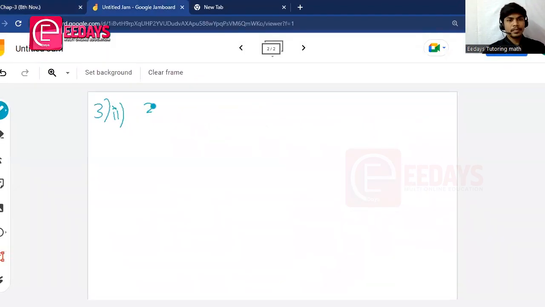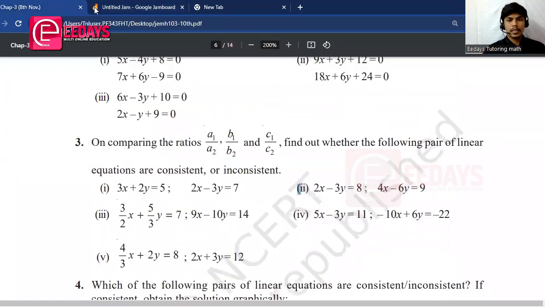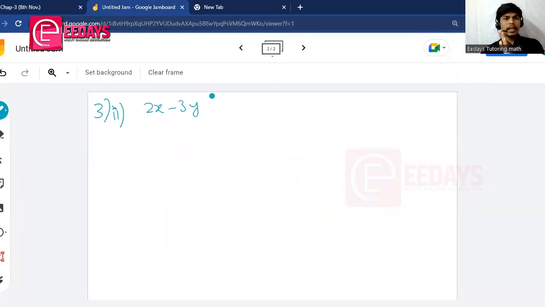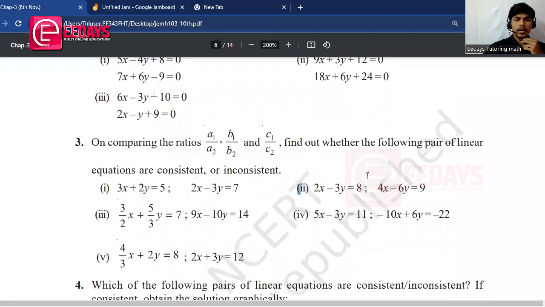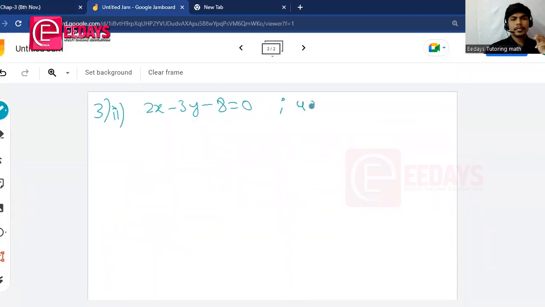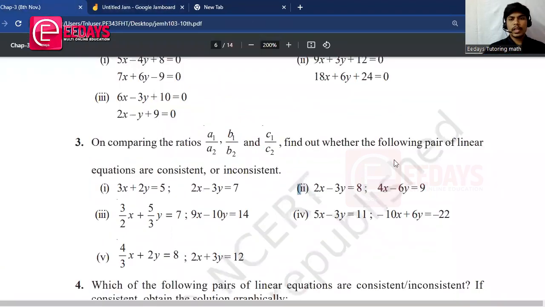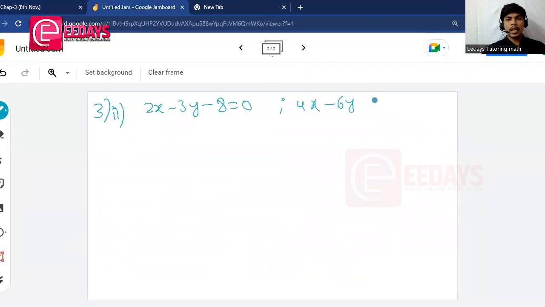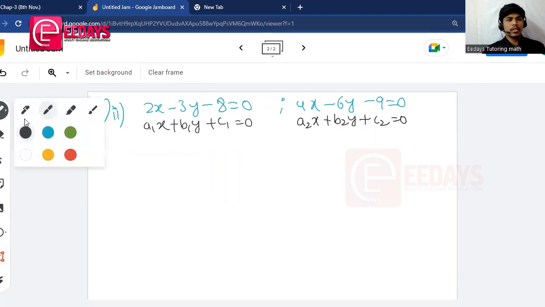2x minus 3y is equal to 8. I just move it to the left hand side, you'll get minus 8 is equal to 0. And 4x minus 6y, if you transfer 9 to the other side, it becomes minus 9. I'm writing directly, minus 9 is equal to 0. Now compare with the general form, a1x. It is easy to handle, so that's why c1 is on the left, equal to 0. a2x, c2 is equal to 0.